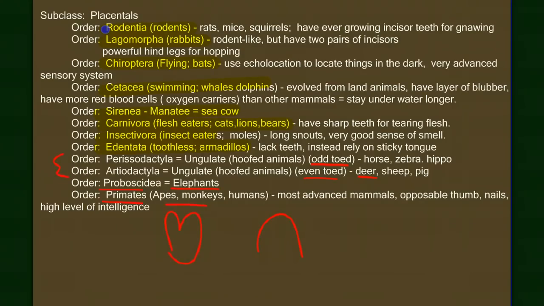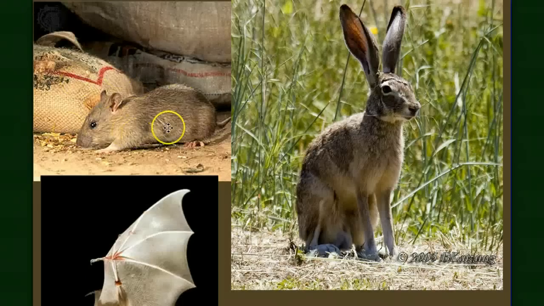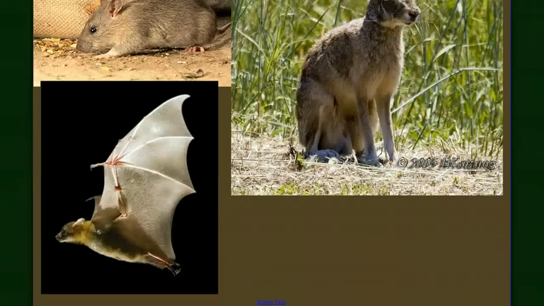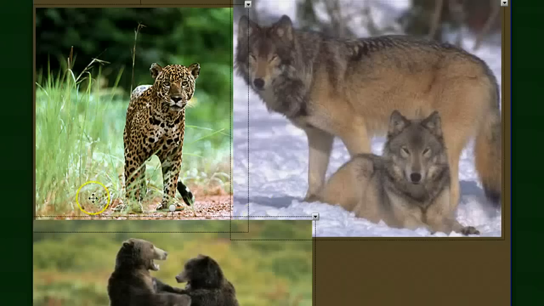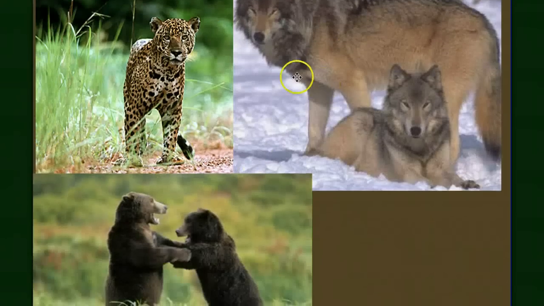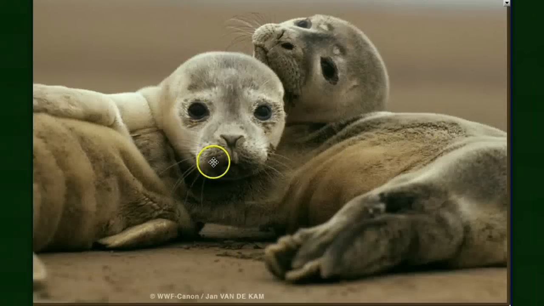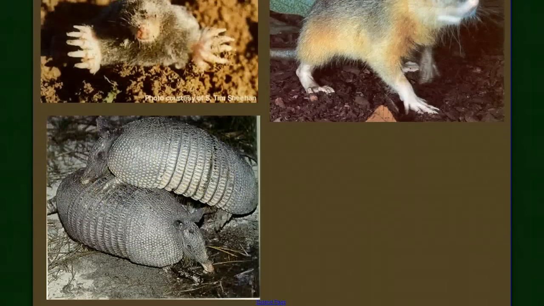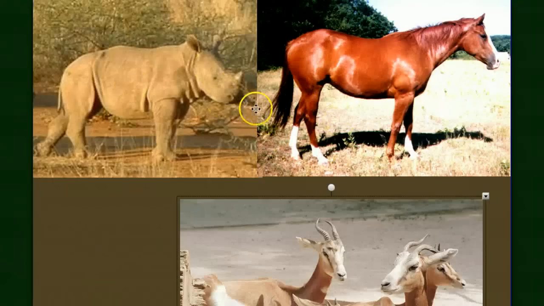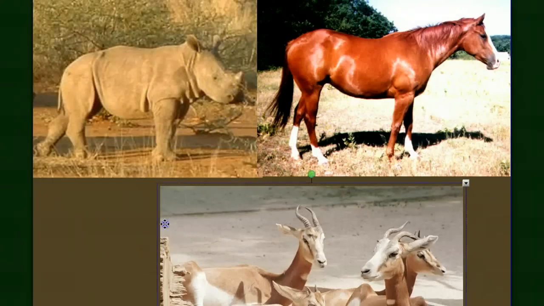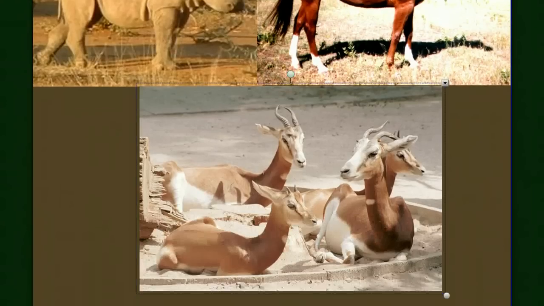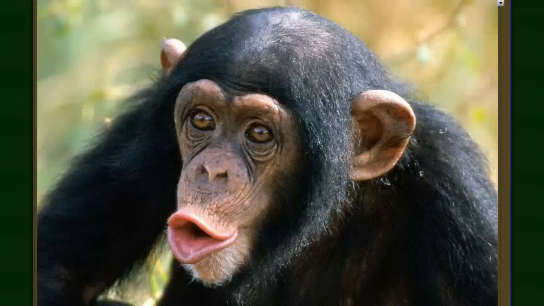So let's look at some pictures real quick. Just for the cuteness factor, we have our rodents and our lagomorphs, our chiroptera, the bats, the Sirenia, the manatee, and the Cetacea, the dolphin. On this page we have our carnivora, the cats and the dogs and the bears, the canines. I don't know the order name for these guys, but they're awful cute. And then we have our insectivores and our armadillos, our edentata, our hooved animals, the odd-toed and the even-toed hooved mammals, the proboscidea, the elephants, and finally the primates.